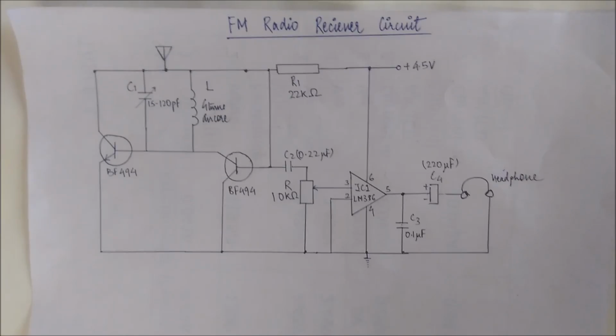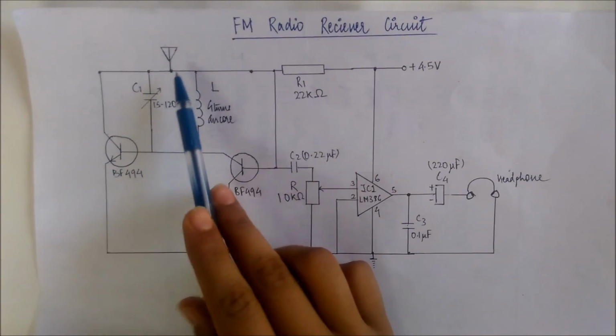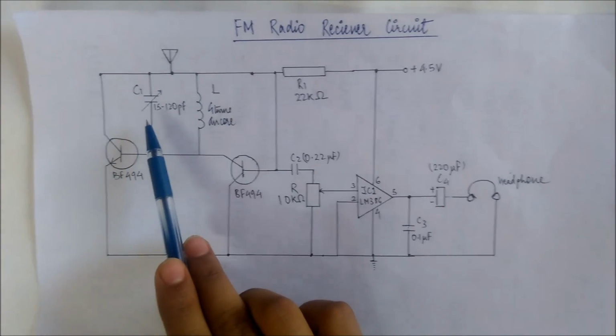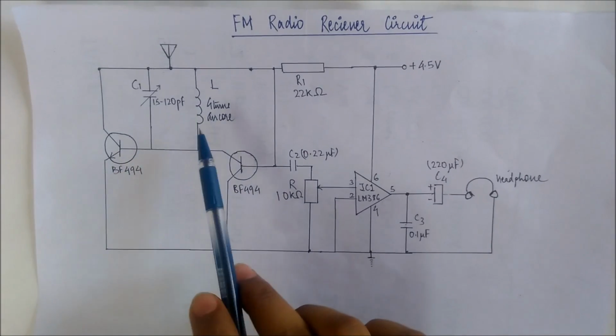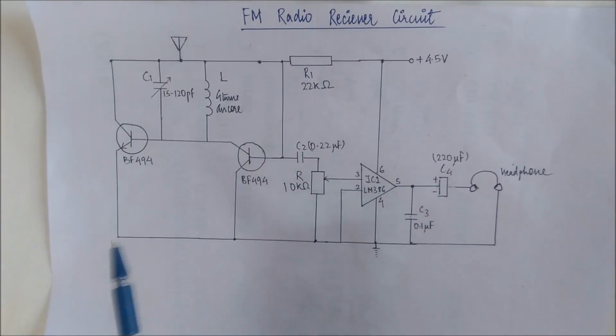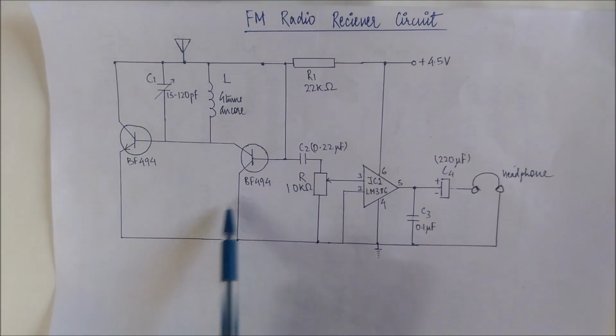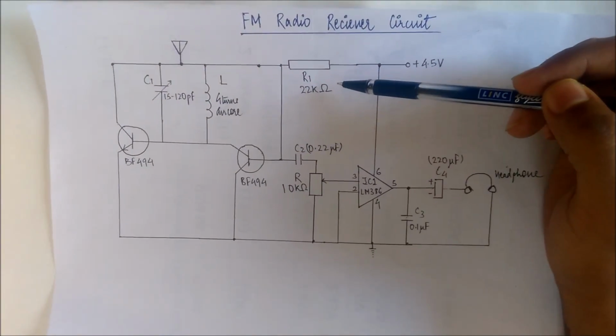So what are the components of the FM radio receiver circuit? First of all, we have the antenna. Then we have a trimmer capacitor of 15 to 120 picofarad range. Then we have an inductor of 0.15 millihenry. Then we have two BF494 transistors. We have a load resistor of 22 kilo ohm.